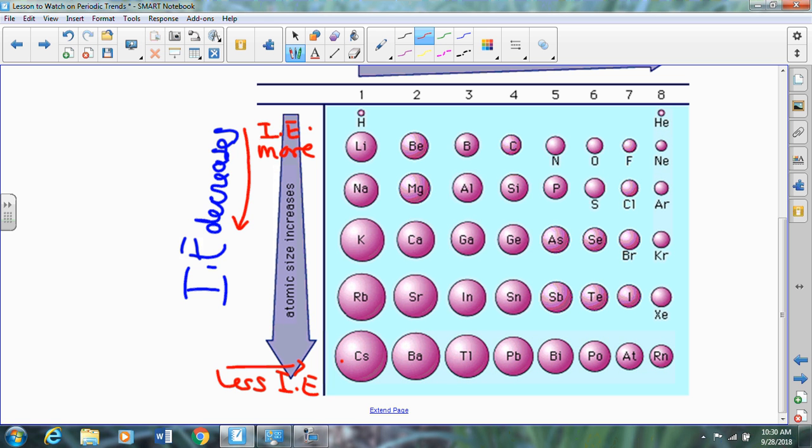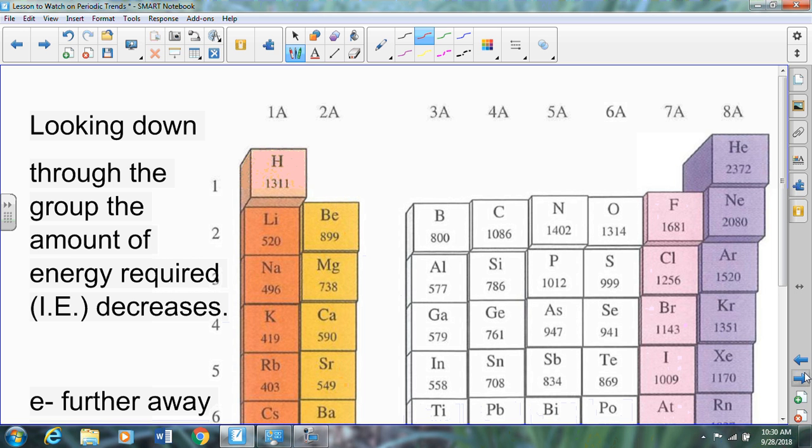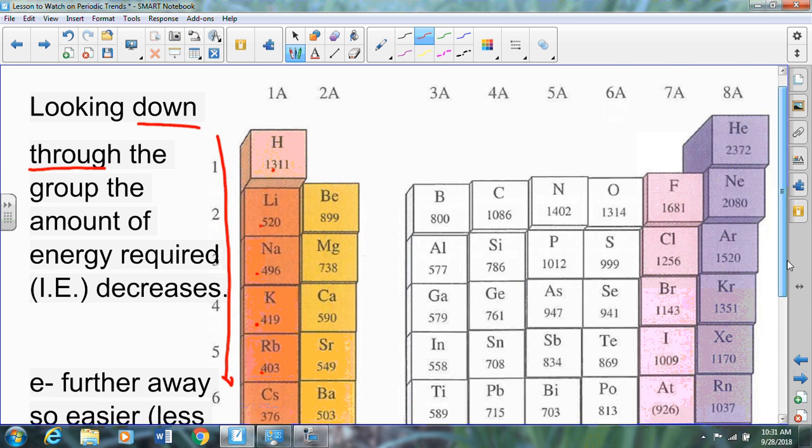Here are some actual numbers to look at. So we're going to look down through the group, and I want you to observe the numbers that are in each of these boxes. 1,113, 520, 496, 419, 403, and so on. You will notice that the energy, and this energy is in kilojoules per something we'll learn about later called a mole.